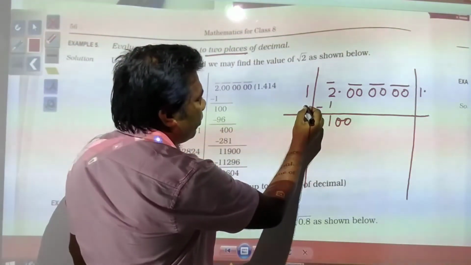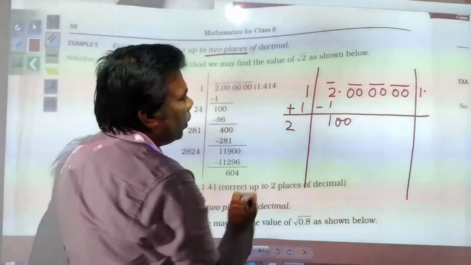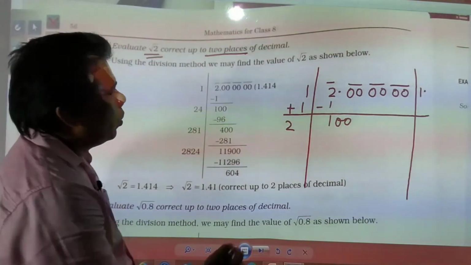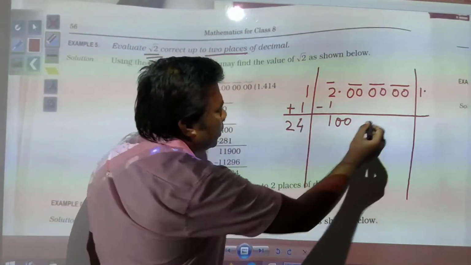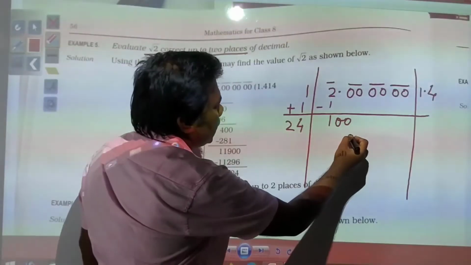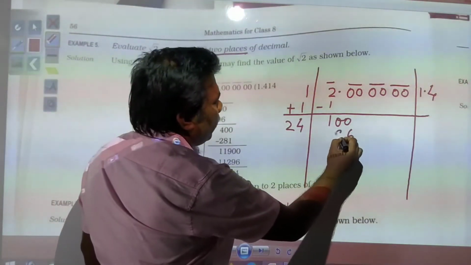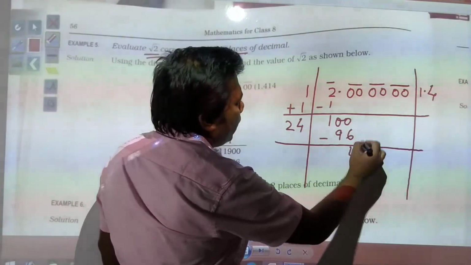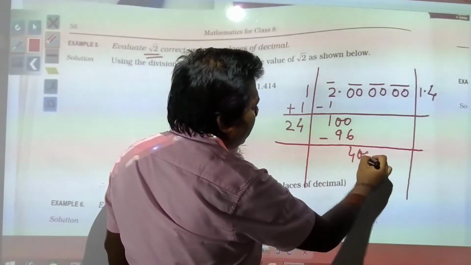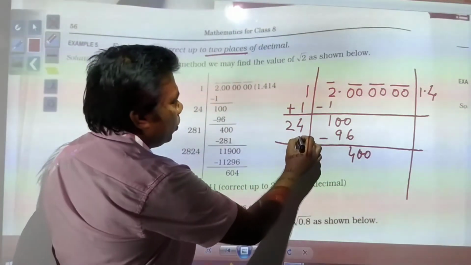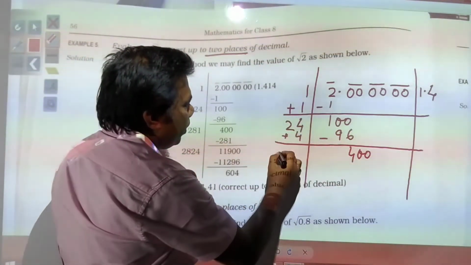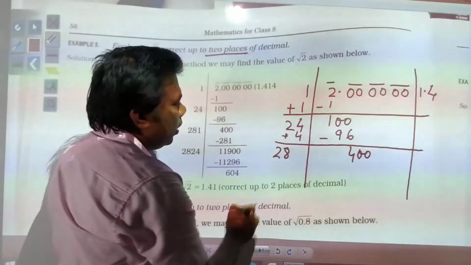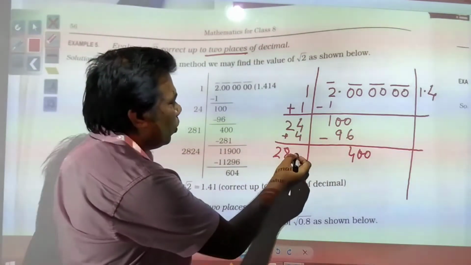It became 2. Now how many times will it go? Suppose it will go 4 times. 4 4s are 16, 4 2s are 8 and 1 is 9. Subtract this, what will you get? 4. The next period is required to be written. 400 it became. So here you will write 4, it will become 28. Now how many times will it go? It will go 1 time.